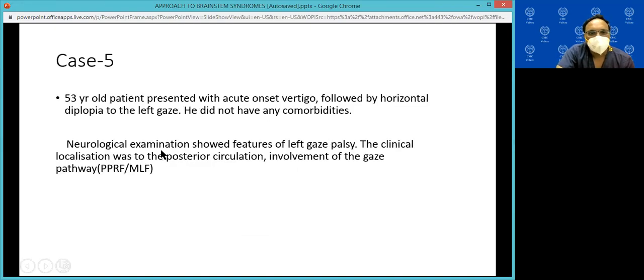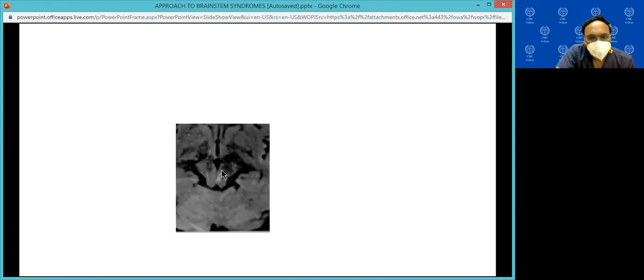Another 53-year-old patient presented with acute onset vertigo, followed by horizontal diplopia to the left gaze. He did not have any other comorbidities. On examination the patient has a left gaze palsy. So the clinical localization was posterior circulation involvement of the gaze pathway, the medial longitudinal fasciculus. So we did MRI. These are actually outside MRIs, where they have done a stroke protocol and you can see the infarct in the medial longitudinal fasciculus in the midbrain.